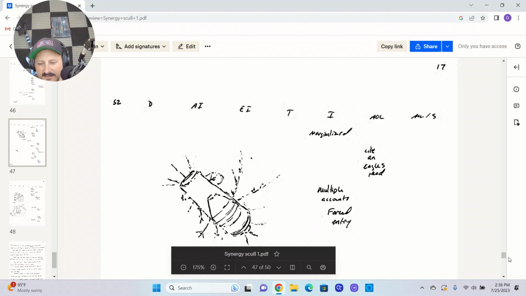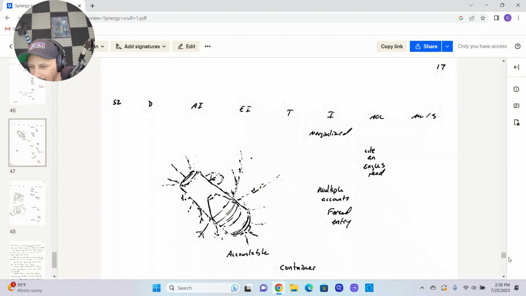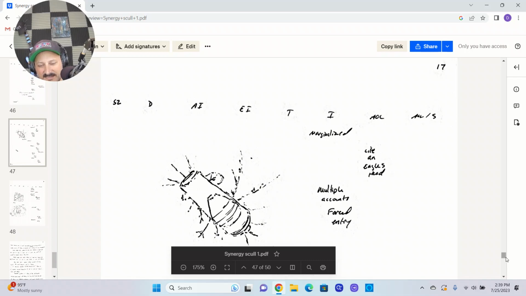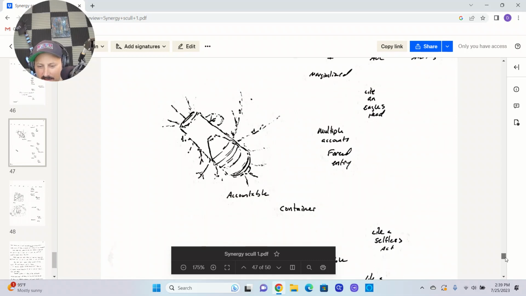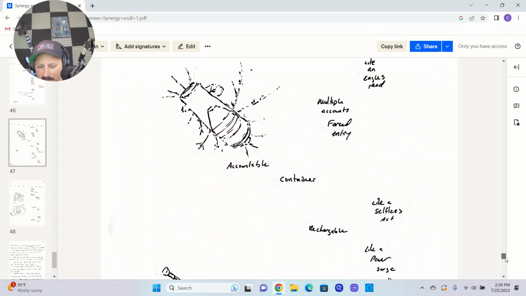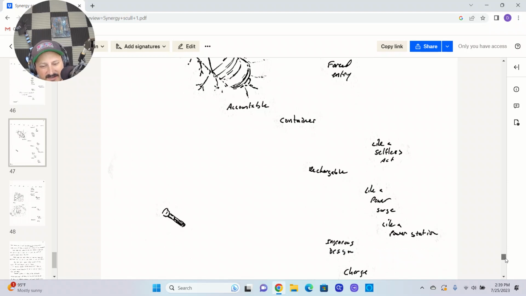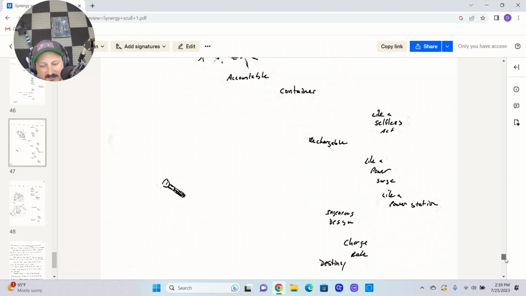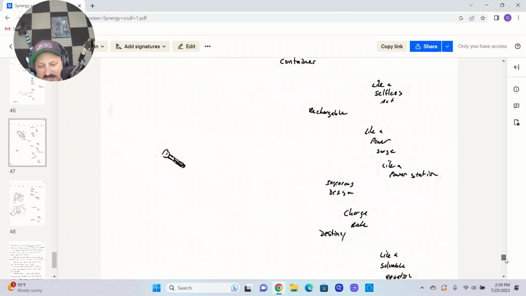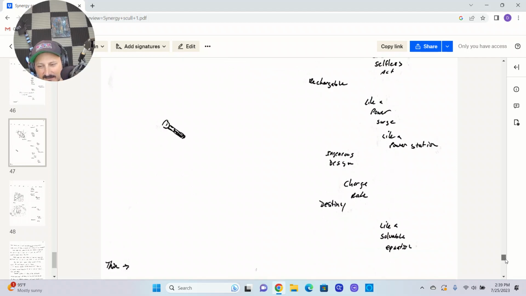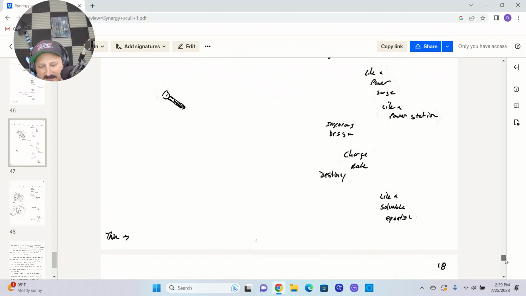So, again, in my mind, I'm seeing these flash images of almost like a native eagle imagery and stuff like that. But I'm getting a sense of multiple accounts, 4th century. This idea of a container, rechargeable, like a power surge, like a power station. Ingenious design. This idea of destiny.